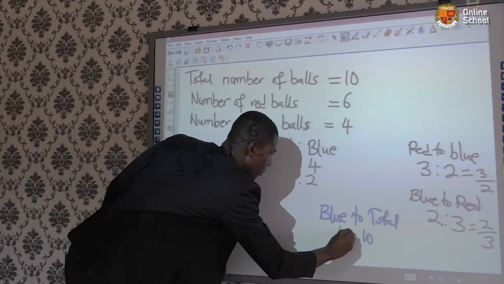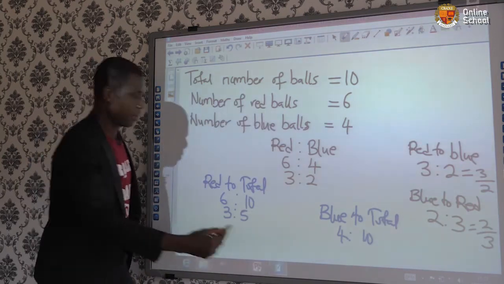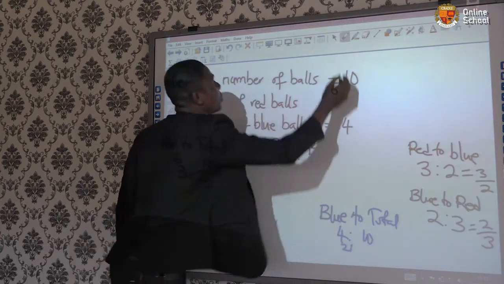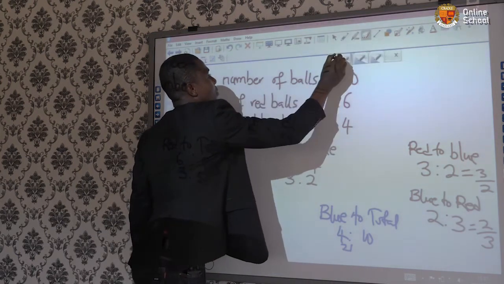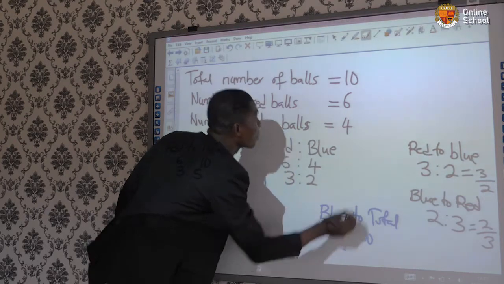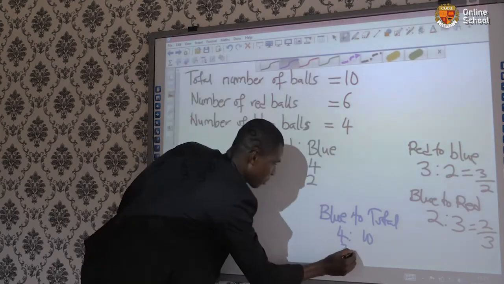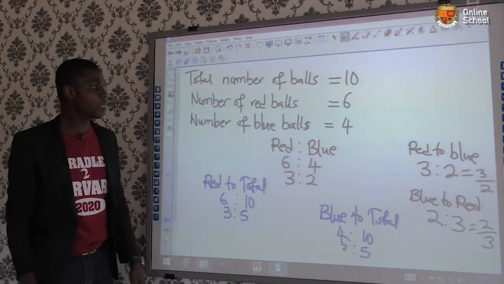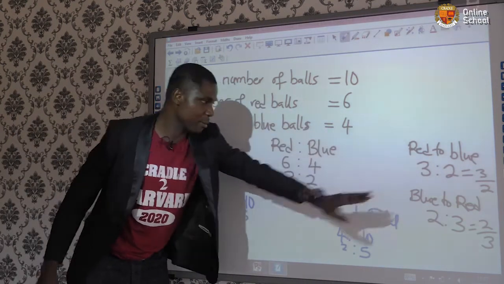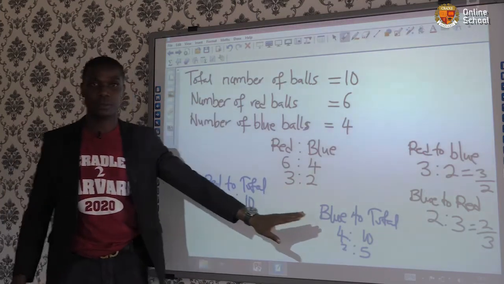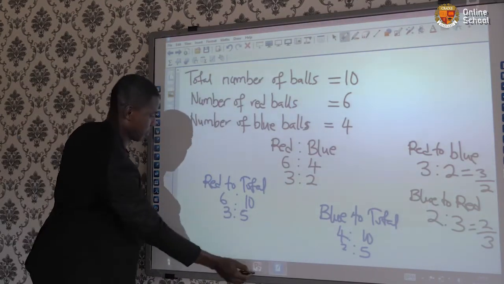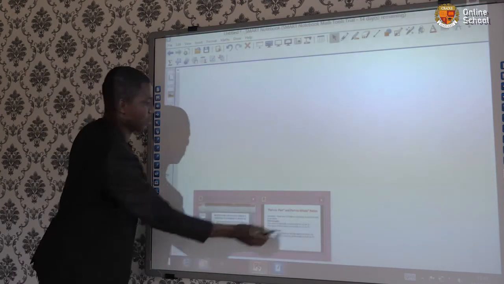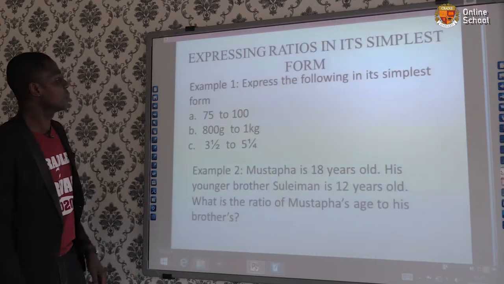It will be what? 4 ratio 10. Breaking it down by their common factor will be 2 ratio 5. Have you seen it? These are part to part, and these are part to whole. Okay.